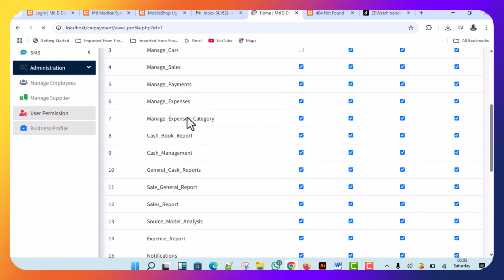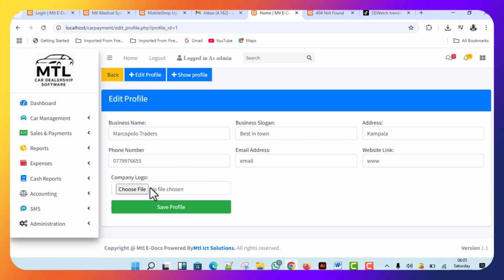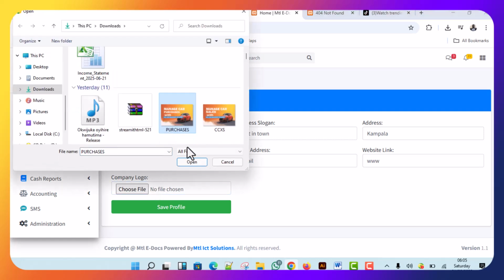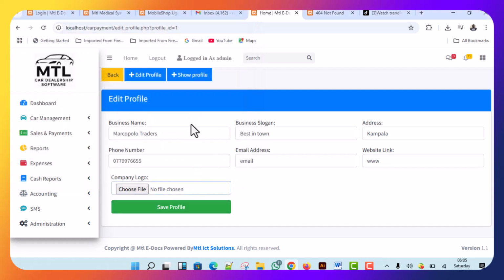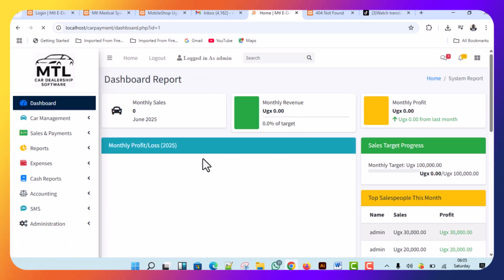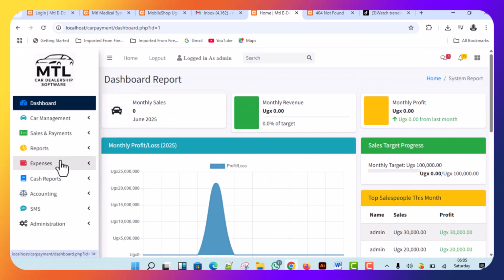Then profile. This is the company profile: company name, company slogan, location, telephone, email, website link, company logo. All this can be edited. You just need to select your company logo. This is the logo. Then you save. So this is the information. You can always edit. So simply, that is our system and how it works.